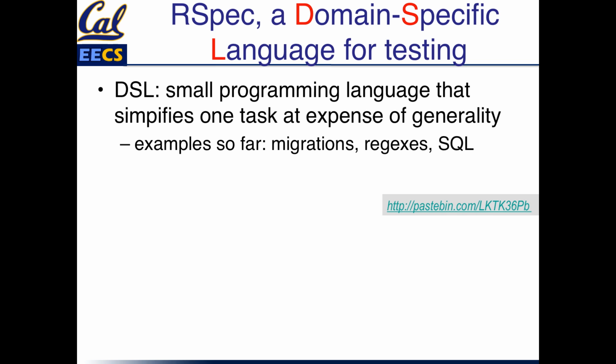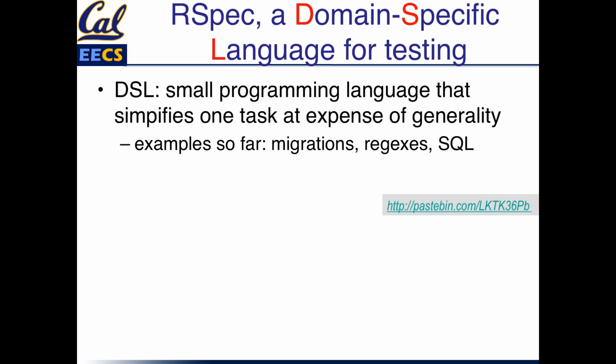So RSpec is a domain-specific language for testing. And a domain-specific language, or DSL, means that it's specialized at doing some narrow set of tasks at the expense of generality or at the expense of other tasks. And you've already seen some examples of this. For example, regular expressions are a DSL for expressing patterns that might match different kinds of strings. If you're familiar with database programming, SQL, the structured query language, is a domain-specific language for making database queries.